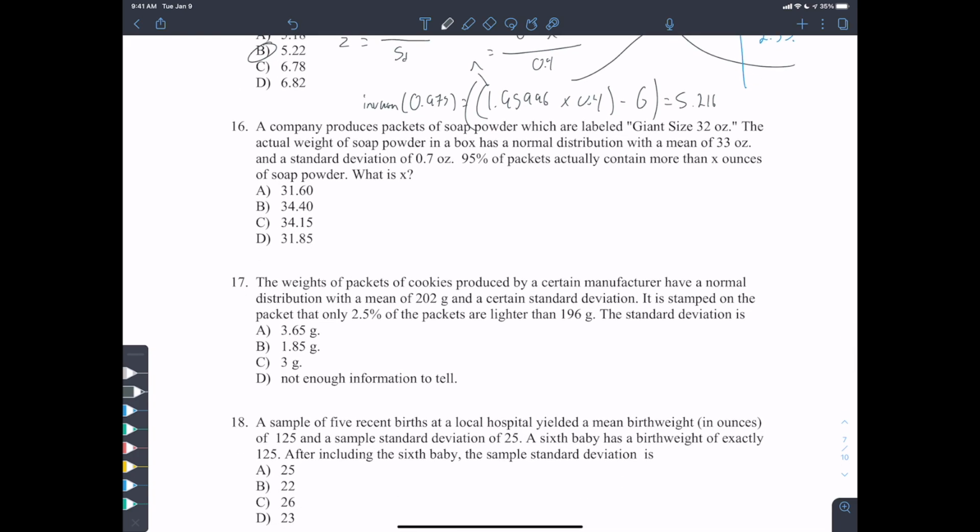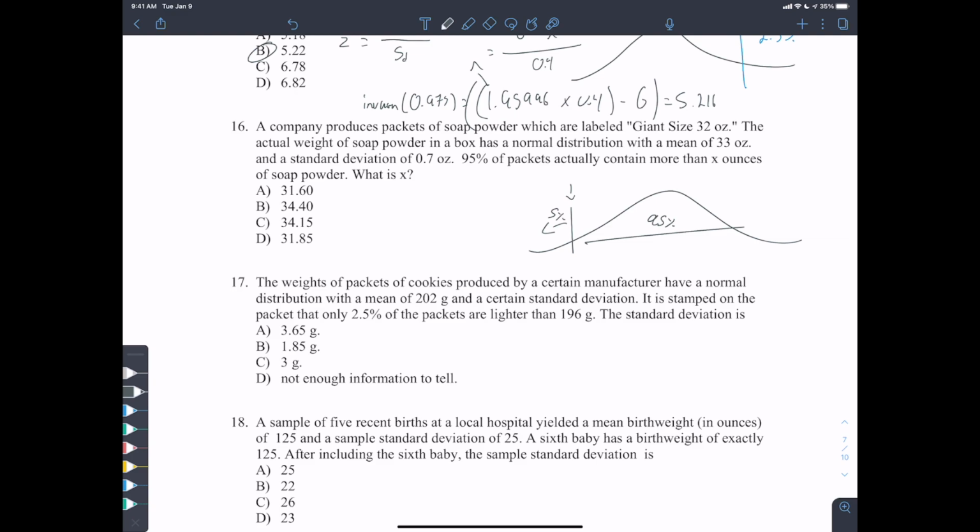16, a company produces packets of soap powder which are labeled giant size 32 ounce. The actual weight of soap powder, gosh, we've been doing this for a long time. Standard deviation of 0.7, 95% of the packets contain more than X ounces of soap powder. So in this case, let's draw it out. It wants you to find that this is 95%, so this must be 5%. It wants you to find this value here, basically what size of packet is the breaking point between 95% and the rest. So once again, use our z formula.